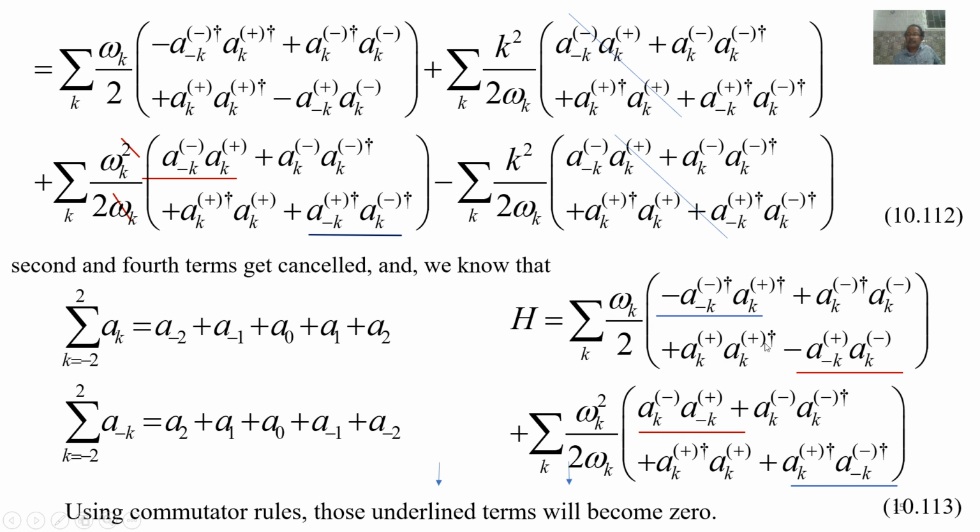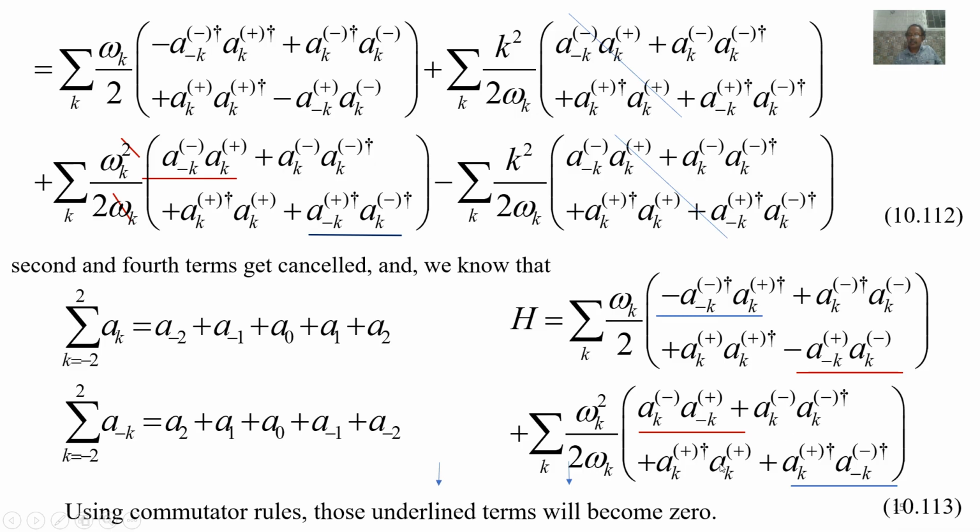Similarly, look at the red underlined terms. Again, see here, we have AB minus BA, the commutator A comma B. So the commutator A comma B again will become 0. So the underlined terms will become 0 here. So now we have only this term, this term, this term, and this term. So we have only 4 terms.